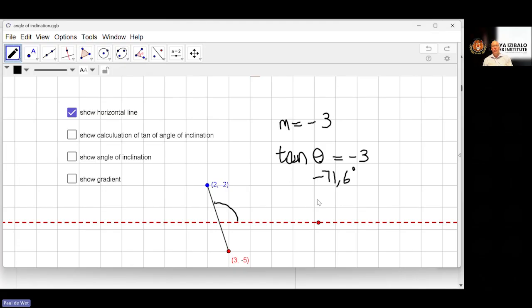Okay. What did you get as your final answer? What's 180 minus 71.6? So the answer is 108.4. 108.4 degrees. Let's check. Well done.